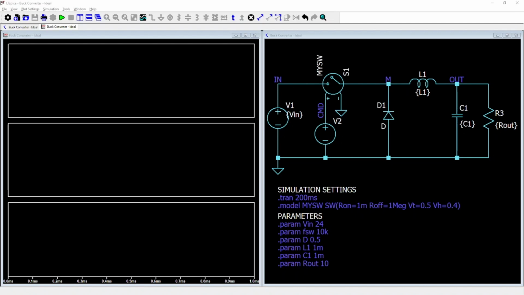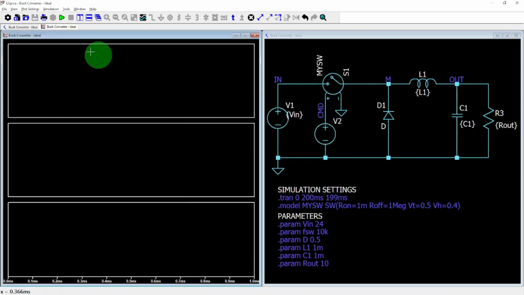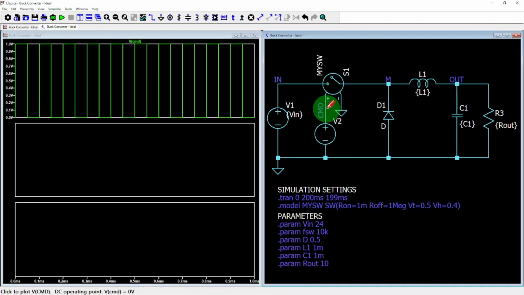Let's change the simulation settings to avoid showing the oscillations at startup. We'll set the simulation time to 200 milliseconds and tell LTspice to only plot the last millisecond. Let's run the simulation so we can start looking into some waveforms. First of all, the switch is controlled by a pulse signal at 10 kHz and duty cycle 50%. We can plot the command and see that the switch is closed when the command is high and the switch is open when the command is low.